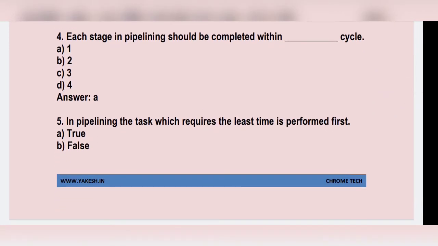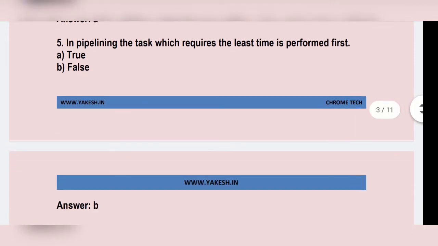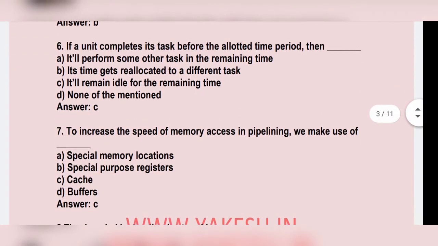Each stage in pipelining should be completed within dash cycles. Option A, 1 cycle. In pipelining, the task which requires at least time is performed first. Option B is the correct answer, false. If a unit completes its task before the allocated time period, option C, it will remain idle for the remaining time. Option C is the correct answer.